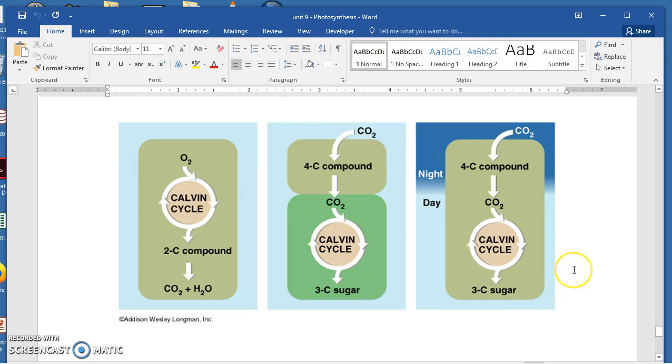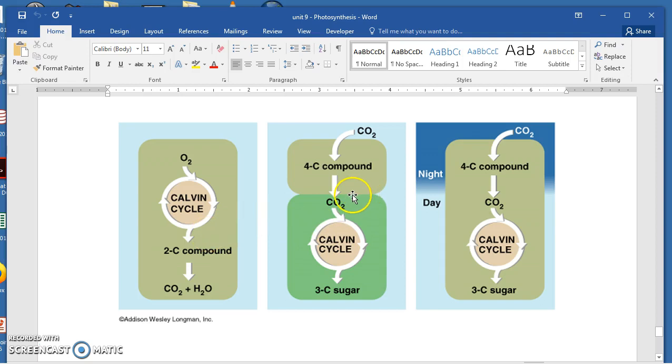I don't go into a lot of detail here, but there are different types of plants. There are C3 plants, there's C4 plants, and there are crassulacean acid metabolism plants, CAM plants for short. C3 plants are most of the plants we think about in our area. And in the Calvin cycle, it runs pretty much as I mentioned. There's a 2-carbon compound that eventually gets produced in the Calvin cycle. It's coming out of it.